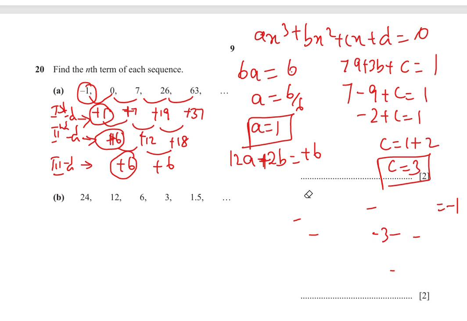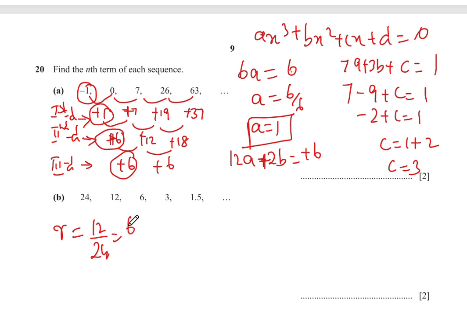So the next B problem, when you observe it, looks like a geometric progression, a geometric sequence. When you take the geometric sequence, the common ratio is the second term divided by the first term, and the third term divided by the second term: 12 by 24, and 3 by 6, like that. 3 twos are 6, 6 twos are 12, 12 twos are 24, so all the ratios are 1 by 2.